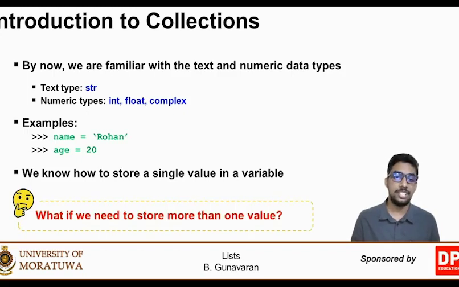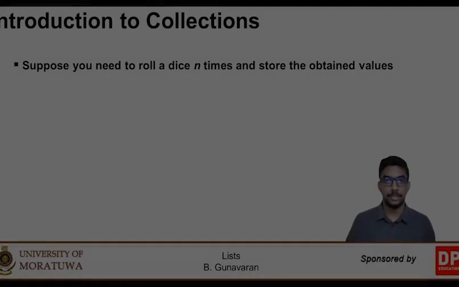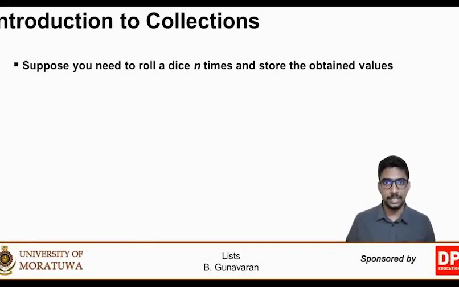An important question you have to ask at this point is, what if we need to store more than one value per variable? Please pause the video and take a moment to think about it. Before answering that question, is there an actual need to store many values in a variable? Let's take an example. Suppose you need to roll a dice n times and store the obtained values. Again, pause the video and take a moment to think how you can do that.